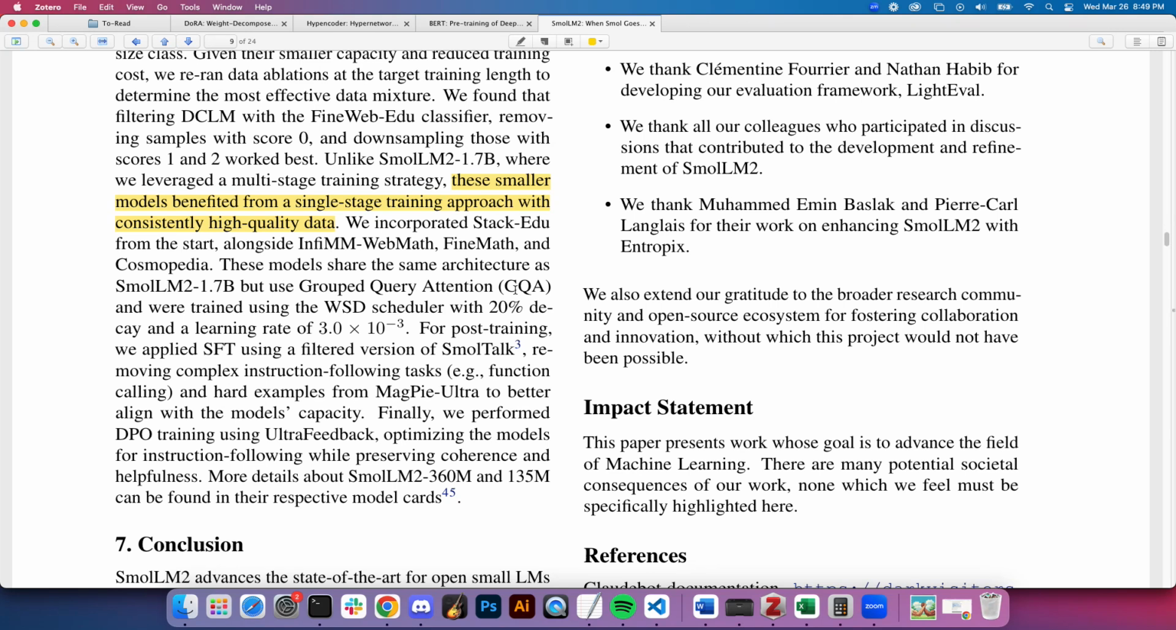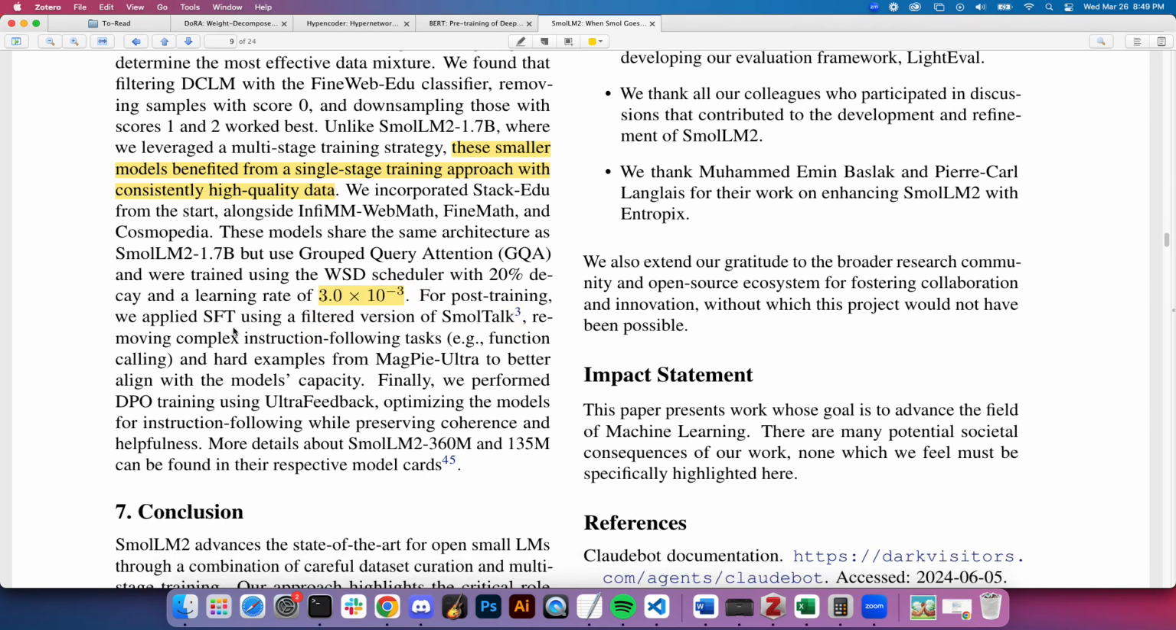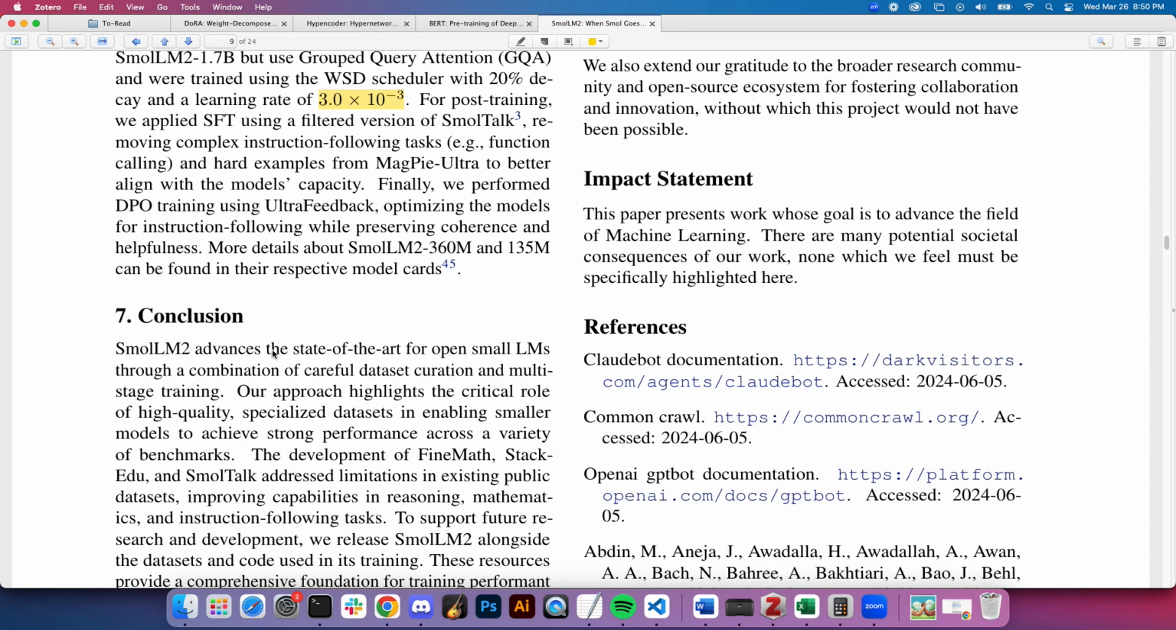They use grouped query attention, and learning rate is 10 times larger. They use a filtered version for instruction tuning. They remove complex instruction following tasks and hard samples. They do DPO on UltraFeedback and respective model cards. So yeah, those are on Hugging Face.